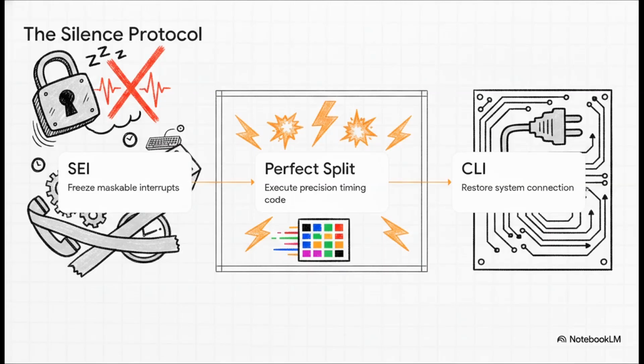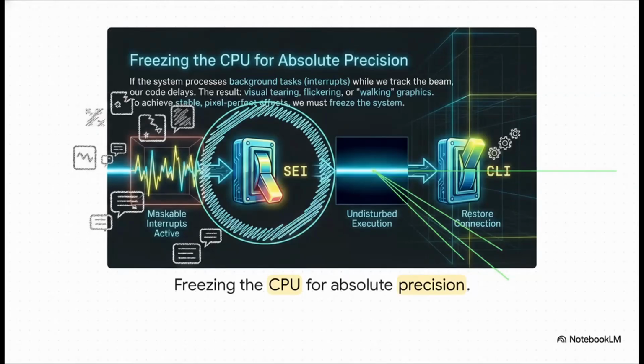So, you have to execute a precise 3-step silence protocol. Freeze system interrupts, execute your perfect split, and then restore the system connection. By using the assembly instruction SEI, you essentially shush the kernel. You're forcing the CPU to drop absolutely everything and focus entirely on the raster beam. If you skip this step, you're going to get visual tearing or that dreaded walking jitter effect where your graphics violently shake on the screen. Absolute precision requires absolute silence.